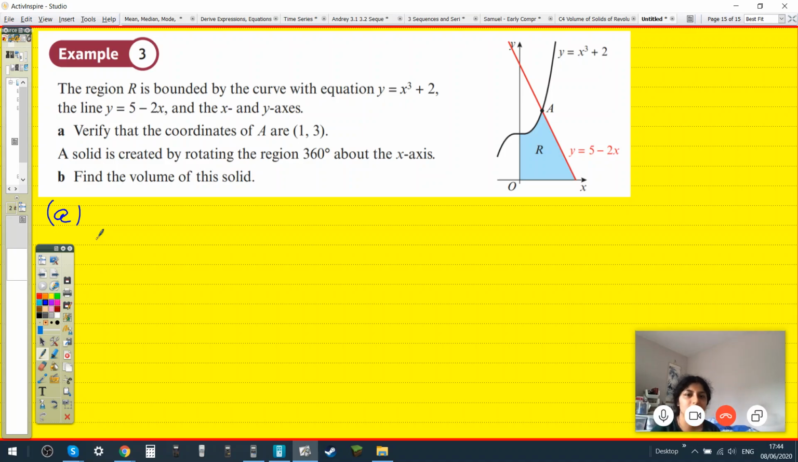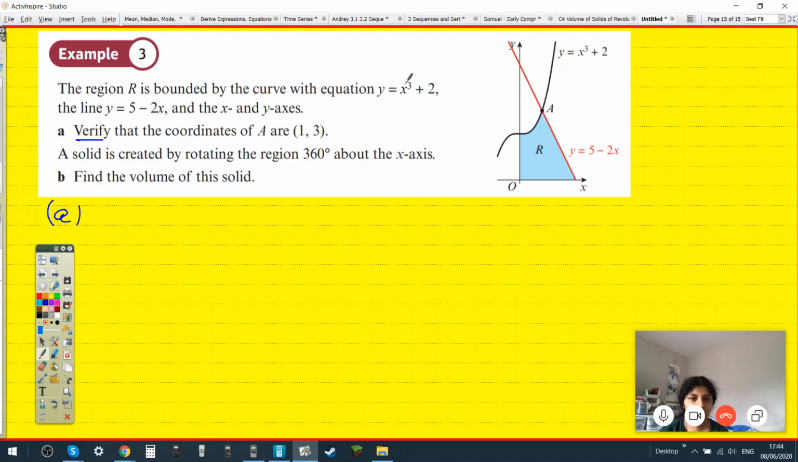It's the point of intersection, so you just need to x cubed plus 2 is equal to 5 minus 2x, and then solve it for x. I think for a verify question, I would just sub in 1 for x and get 3 for y. Sub in 1 for x, get 3 for y. Yeah. Okay. So 1 cubed plus 2 is equal to 3, and then 5 minus 2 is equal to 3. Okay. Where would it be?